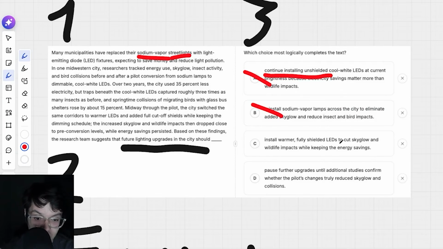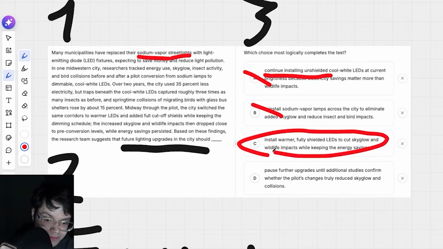C, install warmer, fully shielded LEDs to cut sky glow and wildlife impacts while keeping the energy savings. So warmer, fully shielded ones, those are the ones that were talked about here at the end. So that would be supported. All that would make sense because they're saying here that these are the good ones while the rest are the bad ones. So C would be right here.